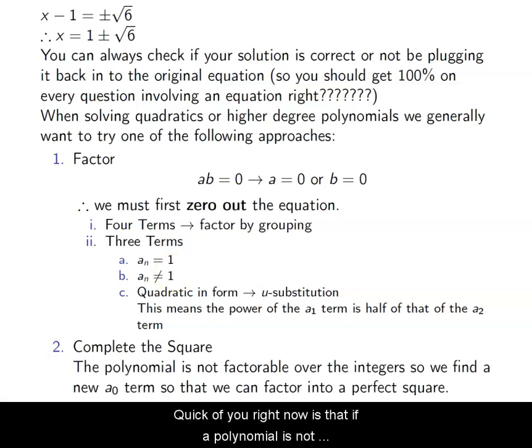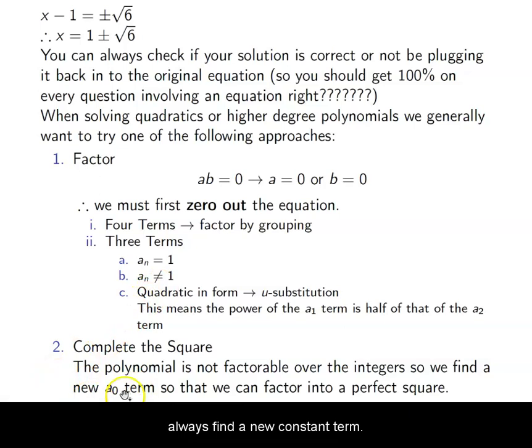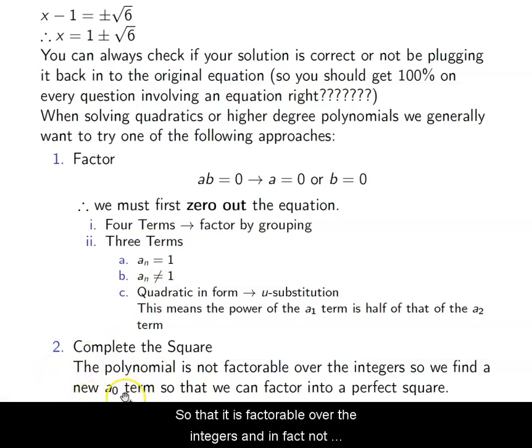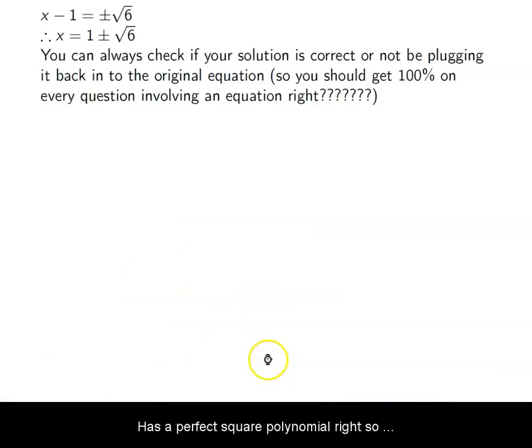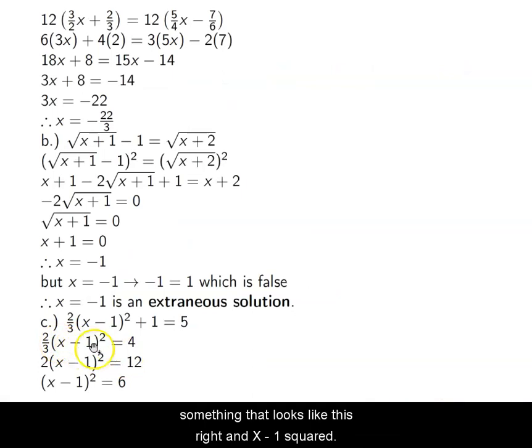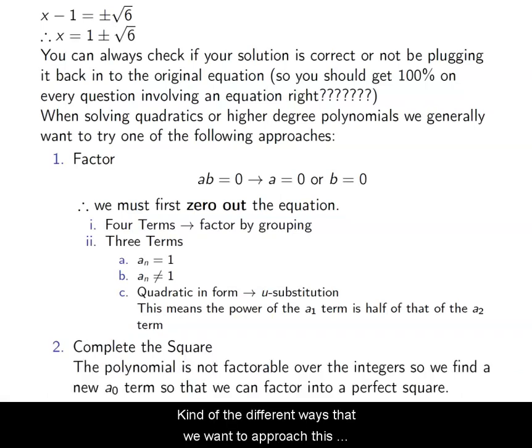Quick review right now is that if a polynomial is not factorable over the integers like we saw before, we can always find a new constant term so that it is factorable over the integers. Okay, and in fact, not only factorable, but factorable as a perfect square polynomial, right? So something that looks like this, right? An x minus 1 squared term. Okay, so that is kind of the different ways that we want to approach this. Completing the square always works for a quadratic, okay, or quadratic form.